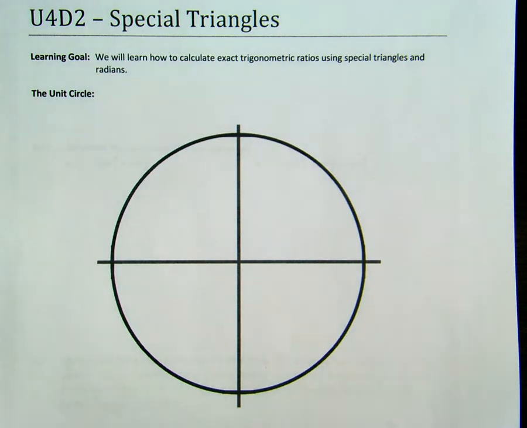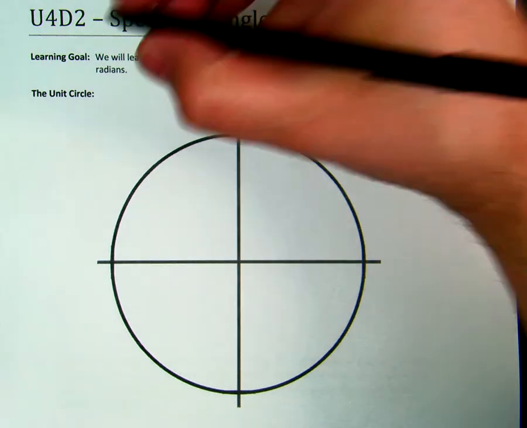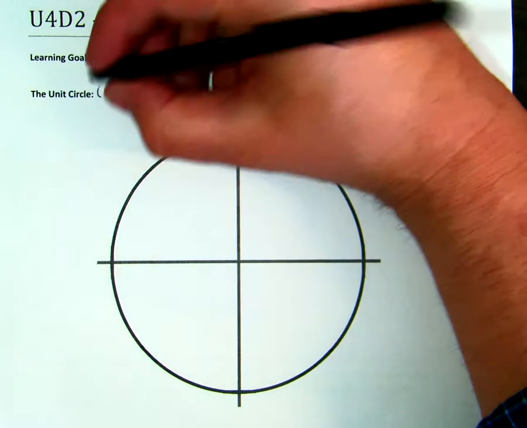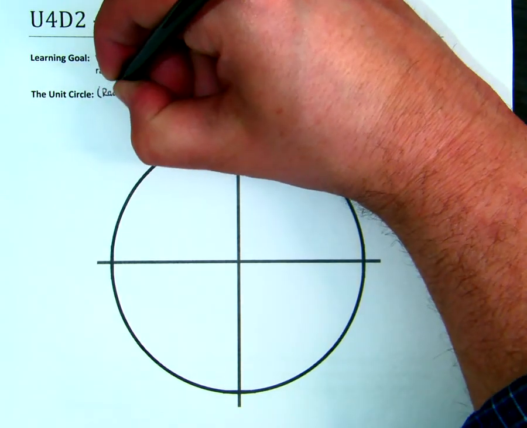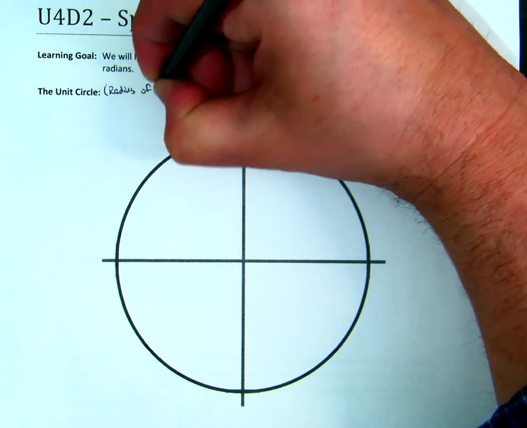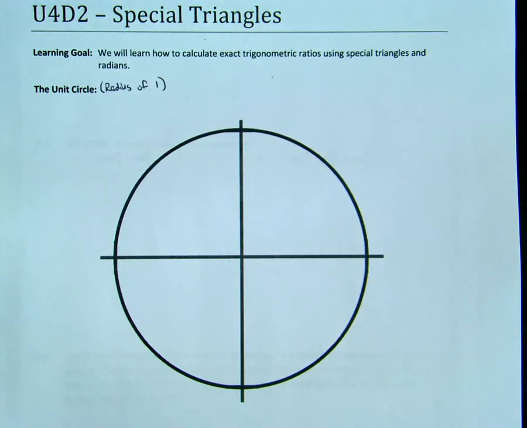Hi everyone. Just going to go through the lesson today. We're talking about special triangles, and we're talking about the unit circle as well. So the key thing to remember is the unit circle is a circle with a radius of 1. Radius of 1, and we're going to use the special triangles to try and set up this unit circle.